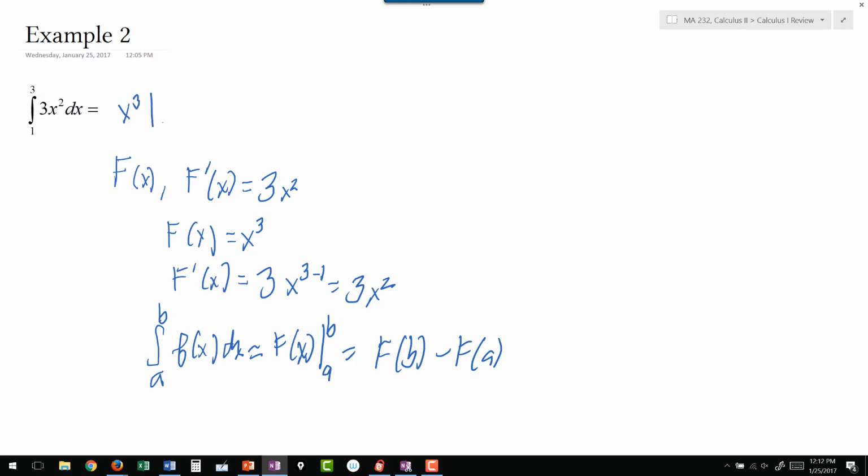So I need to evaluate x cubed from 1 to 3. And when I do that, I get 3 cubed minus 1 cubed. That's the same as 27 minus 1. And so our final area, without having to do any rectangles or limits or anything like that, is 26.